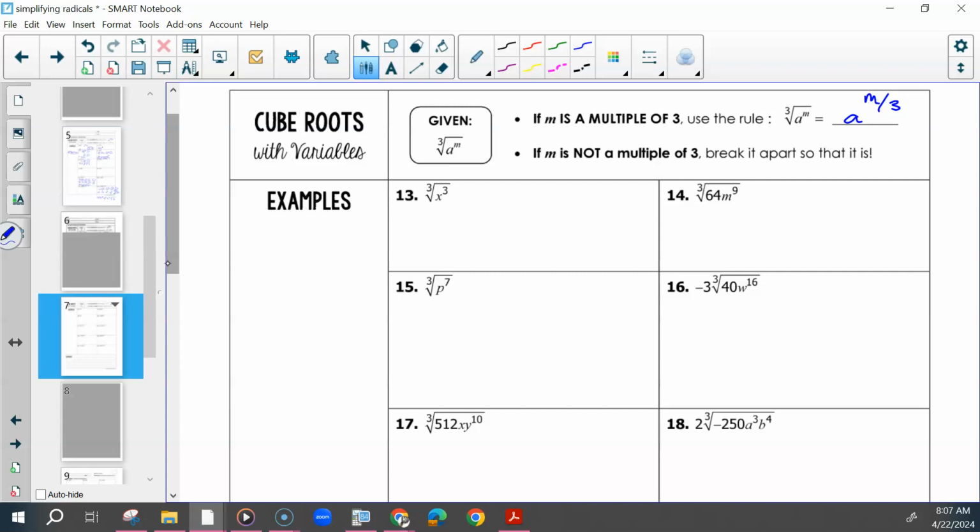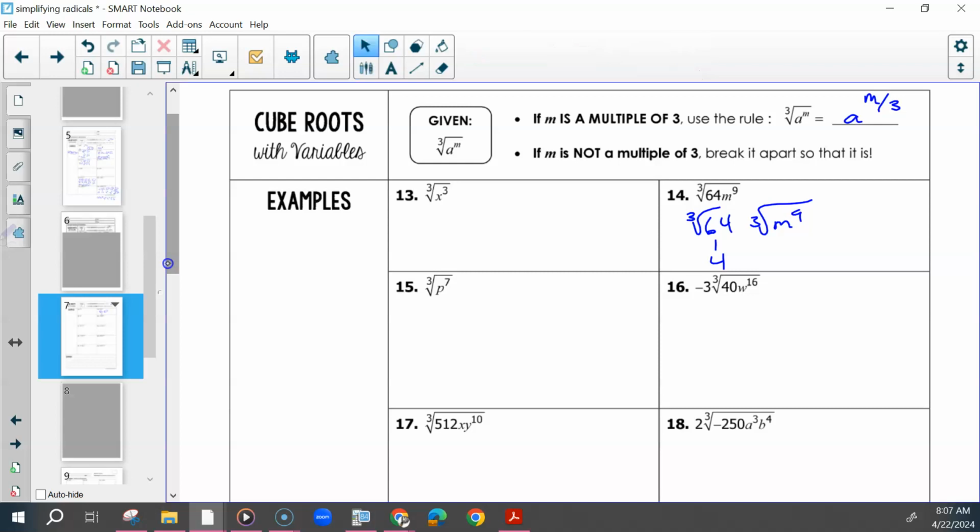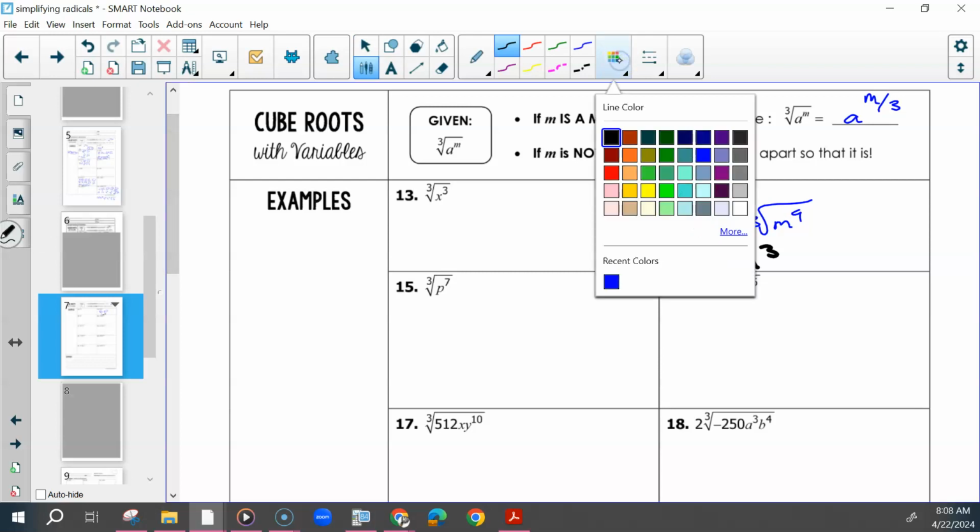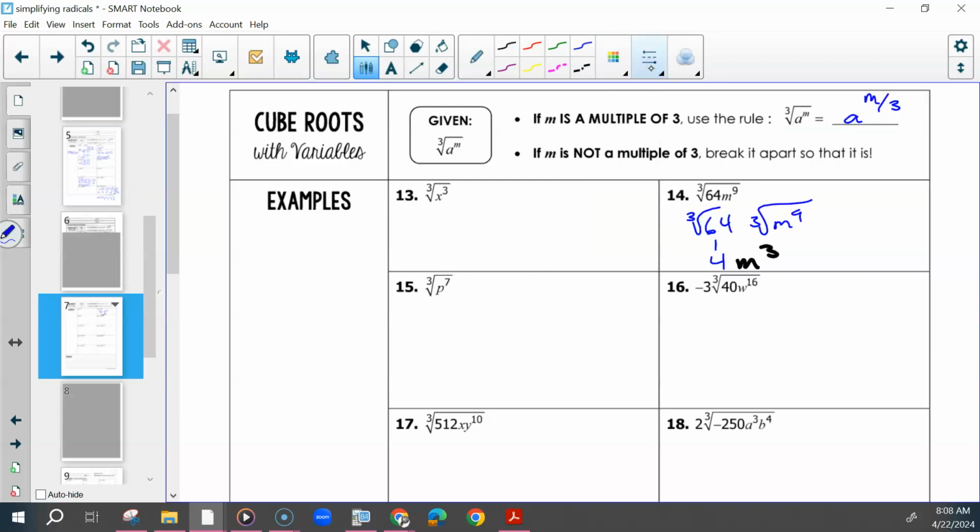Is 64 a perfect cube? Not a perfect square, but a perfect cube. Yes. I'm going to break this down first because I'm going to do that first. That will give us 4. Is 9 a multiple of 3? Yes. So this would become what? M to the 3rd. So the cube root just disappears, because if I broke this down, that would be 4 times 4 times 4. The group of 4s would come out of this.